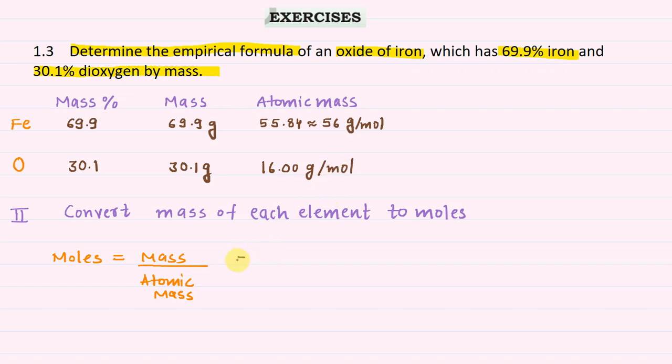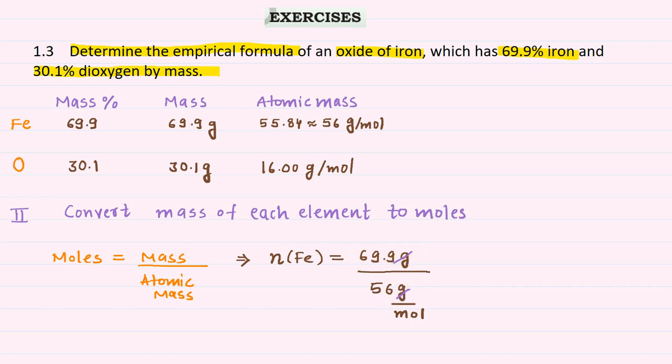So in order to find out the moles, represented by small n, we can write here moles of Fe will be equal to 69.9 grams divided by 56 grams per mole. Here, what we can do, we can eliminate the gram unit.